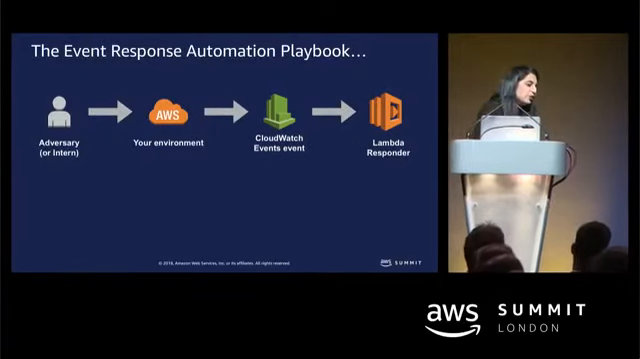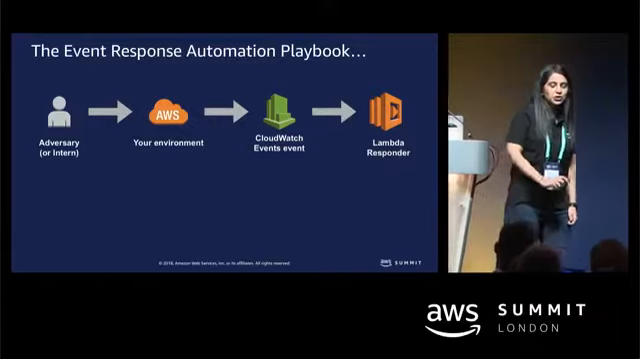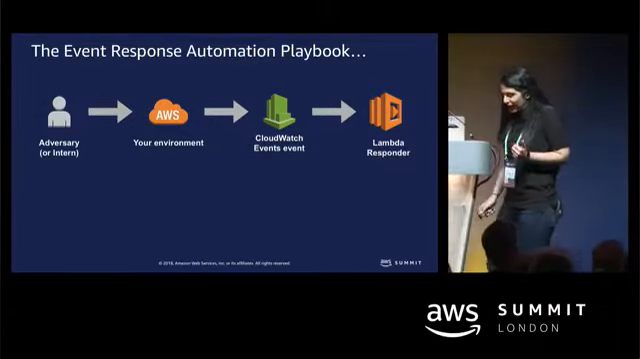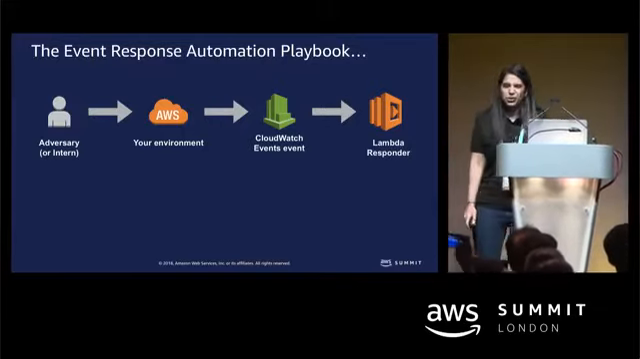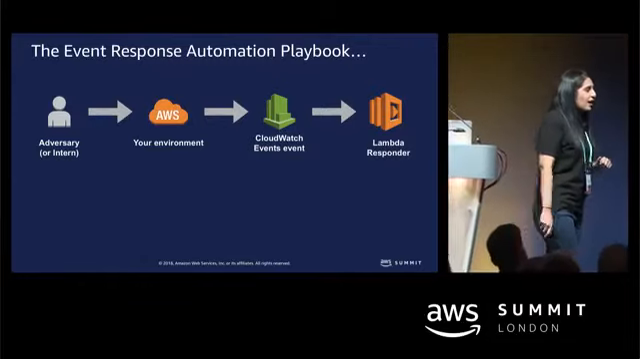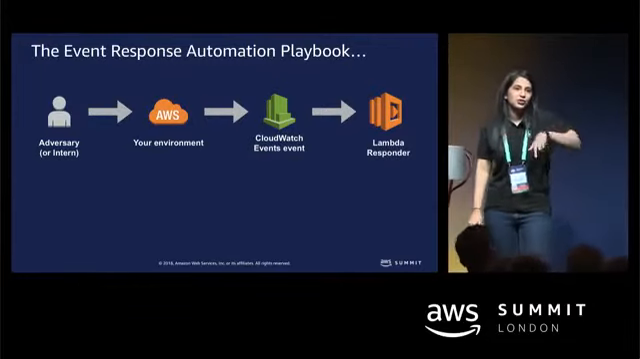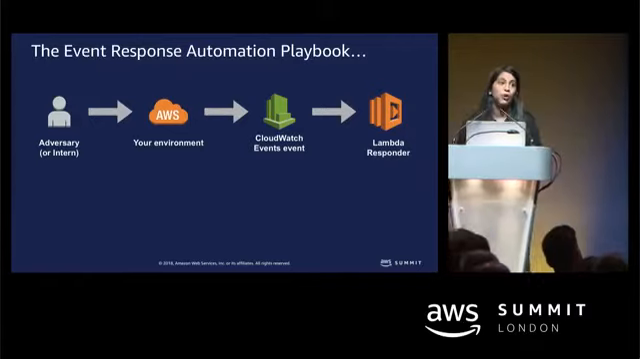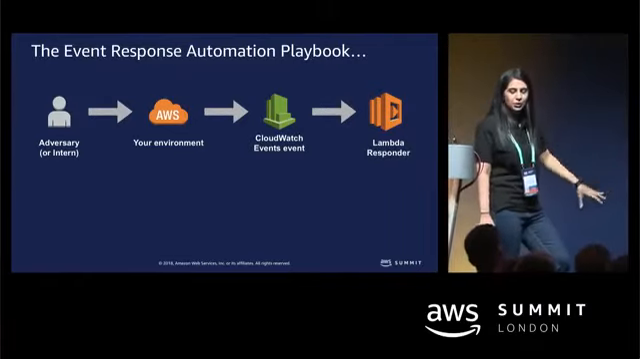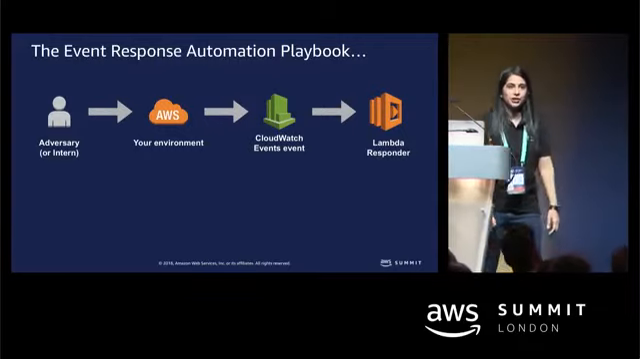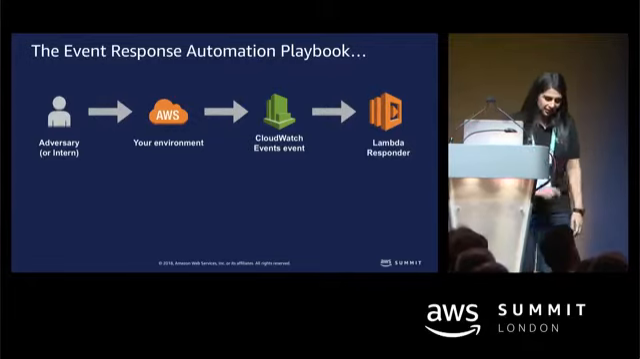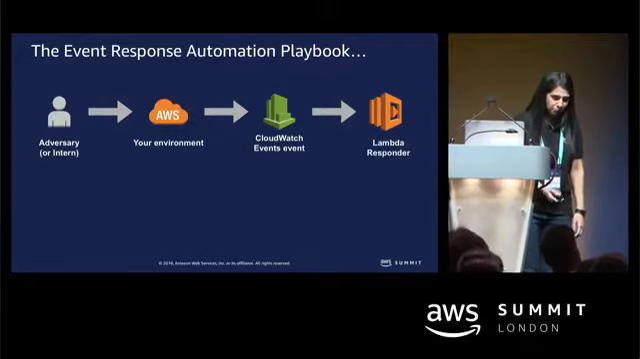So I have a really cool example here, the event response automation playbook. When we talk about automation, this is a cool one, right? So we have an adversary who's trying to break through to your system, or maybe an intern, let's call him Bob. And maybe the adversary is trying to get Bob to break into the system. And then you have your environment, you have CloudWatch Events, and then you have your Lambda responder. And this is an automation playbook. These are the ingredients required for it. Let's take a look at what the scenario is.